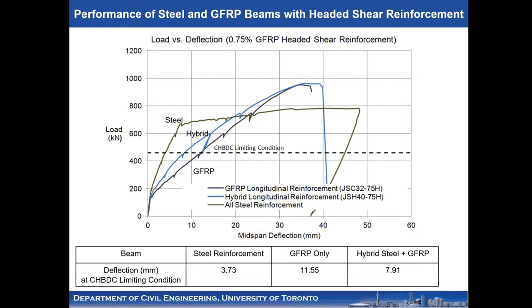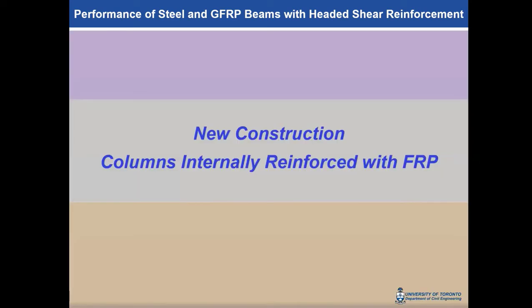So now the codes are looking into it and saying, since GFRP will not corrode, we are going to allow larger crack widths. Being the chairman of a committee which deals with the highway bridge code, we are already allowing larger crack widths. So therefore these structures are now able to be built quite easily.